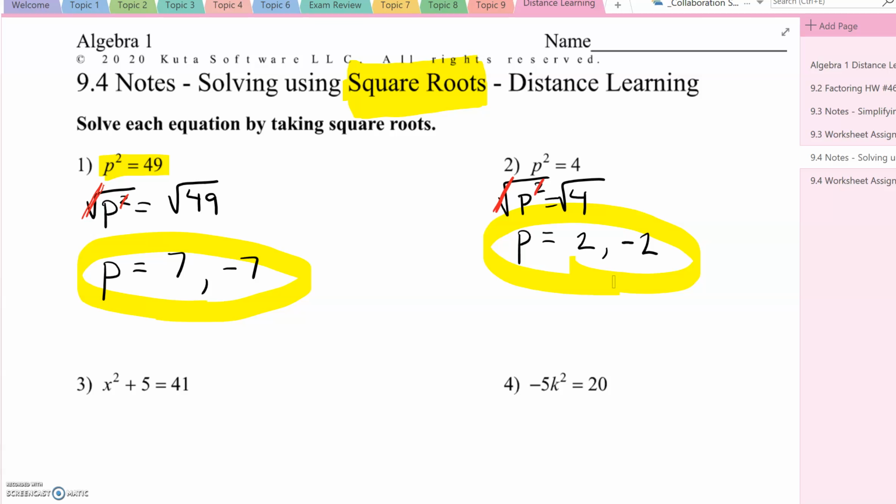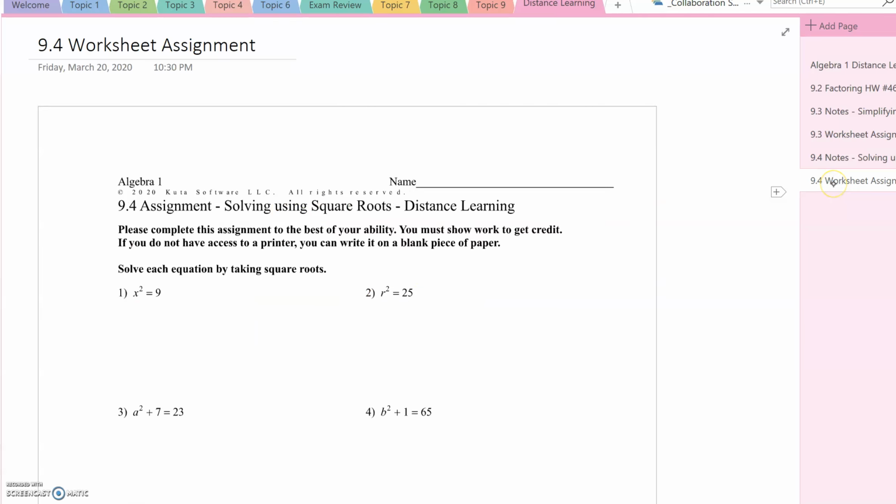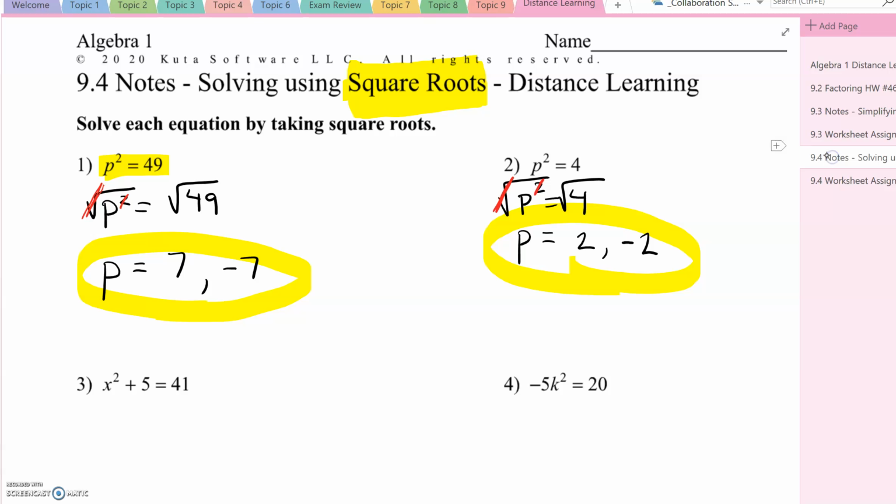All right, just like we did in 9.3, I'm going to give you shorter videos. That way you can pause as needed and work along with me. So if you have your notes page printed out, or you just have a blank piece of paper with you, make sure you're writing this down with me and submitting a picture of that to our Schoology page. If you would like, you could also be working side by side on your worksheet assignment for 9.4. Problems 1 and 2 on your worksheet assignment are very similar to problems 1 and 2 on the 9.4 notes.